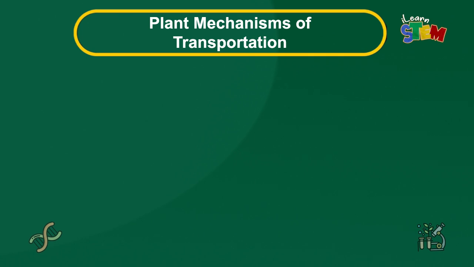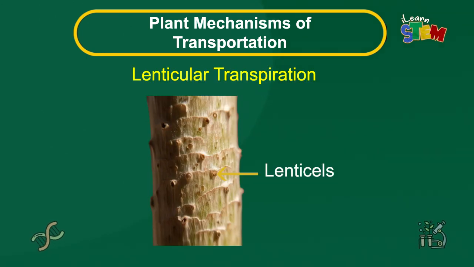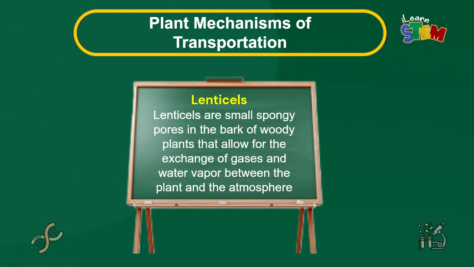It loses water through the lenticels in the stem, and this is called lenticular transpiration. Lenticels are small, spongy pores in the bark of woody plants that allow for the exchange of gases and water vapor between the plant and the atmosphere.